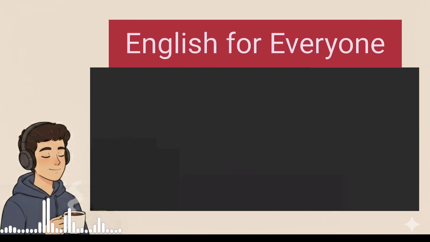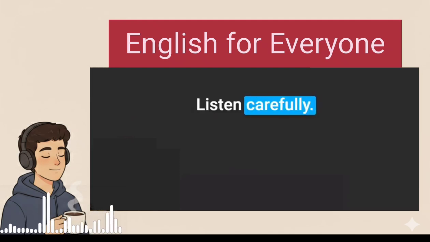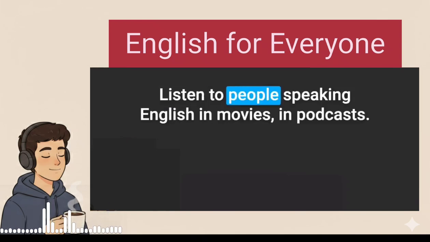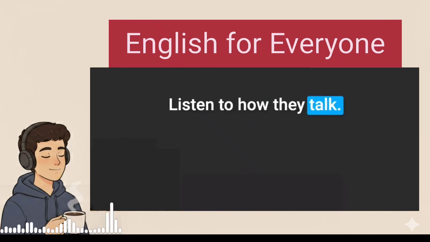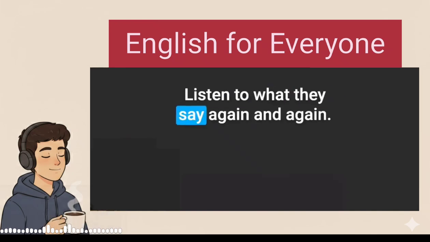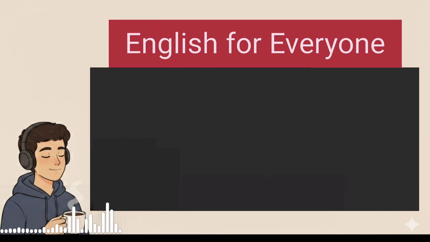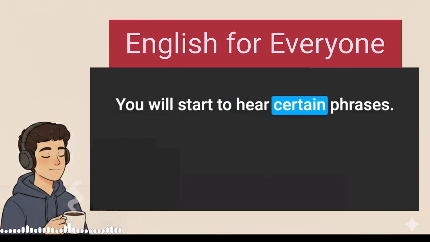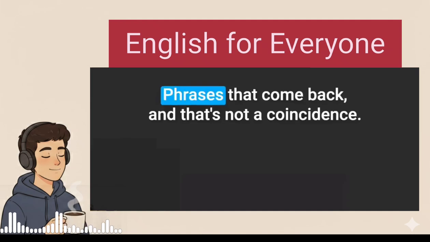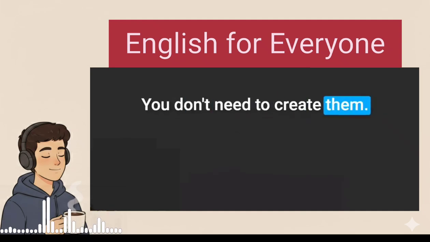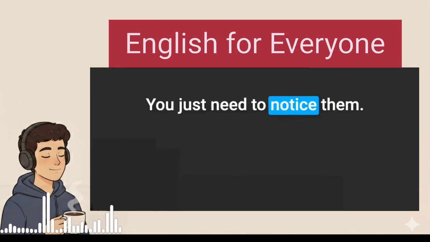Step 1. Listen carefully, really carefully. Listen to people speaking English in movies, in podcasts. Listen to how they talk. Listen to what they say again and again. You will start to hear certain phrases that come back. And that's not a coincidence. You don't need to create them. You just need to notice them.